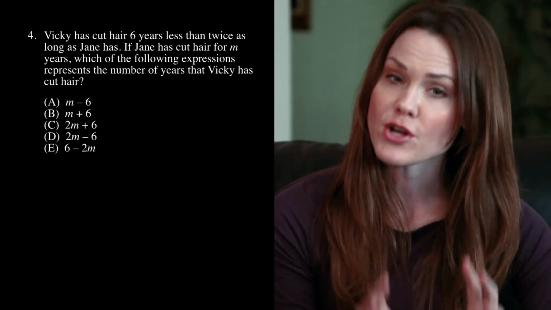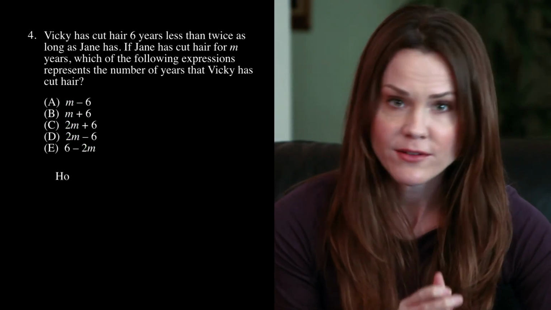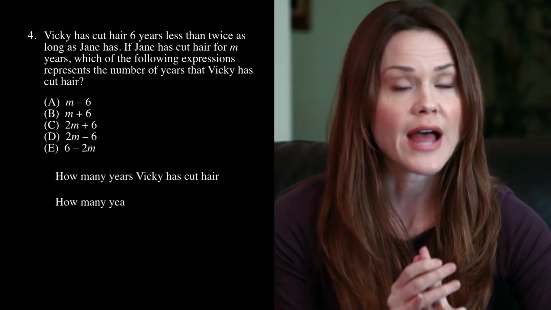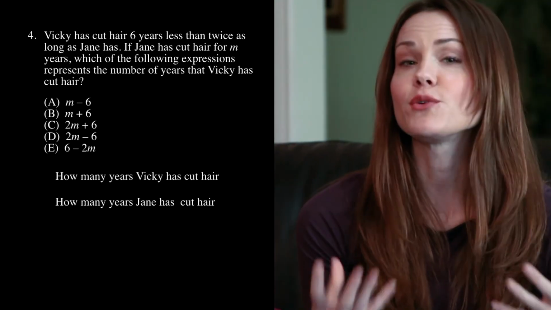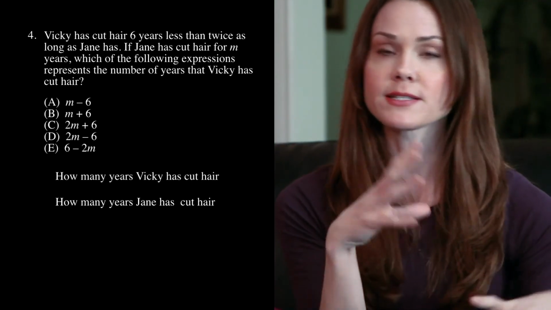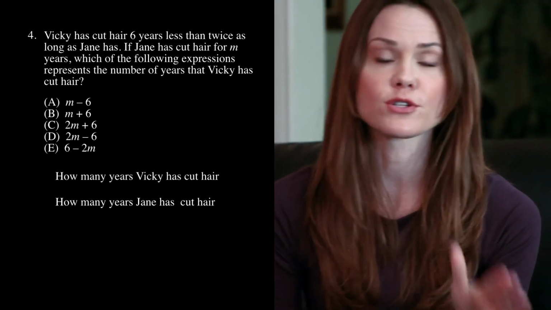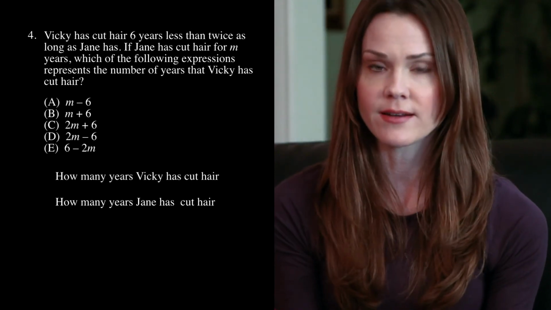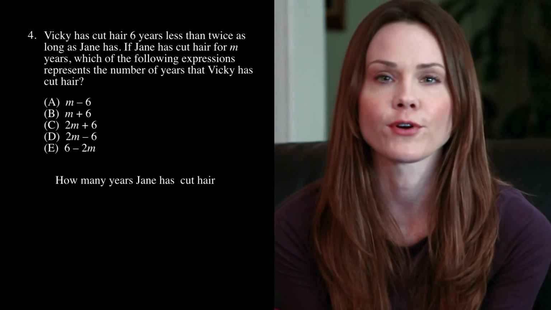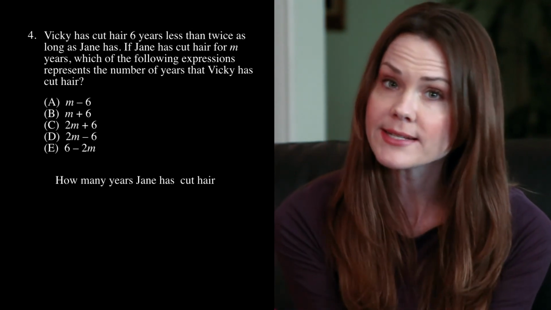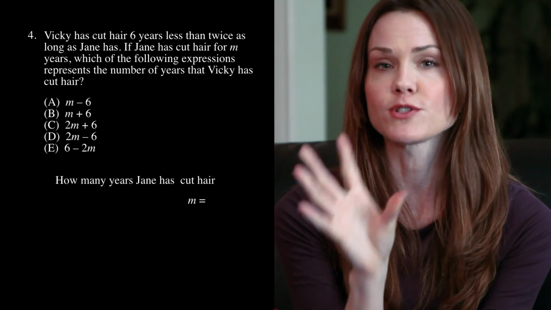Now, there are 2 unknowns. We have the unknown of the amount of time Vicky has cut hair, and we don't know how long Jane has cut hair. And they're obviously dependent upon each other. The unknown you want to plug in for first is the one that gets the most action or the one that others are dependent upon. So that would be Jane. M represents Jane, so why don't we say Jane has cut hair for 4 years? So you would want to write down on your test booklet m equals 4.